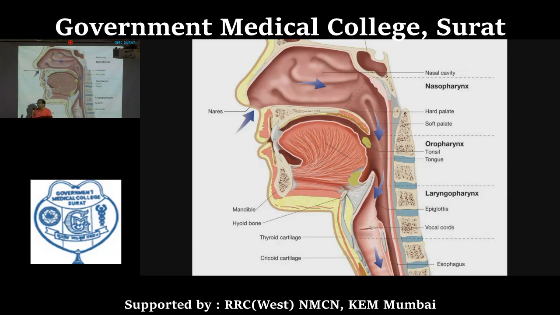Okay. So now, posterior to this fold, a recess is there, with a variable depth. That is known as the pharyngeal recess. So these are certain important parts of the lateral wall of the nasopharynx: the tubal opening, then tubal elevation, salpingopharyngeal fold, and pharyngeal recess.